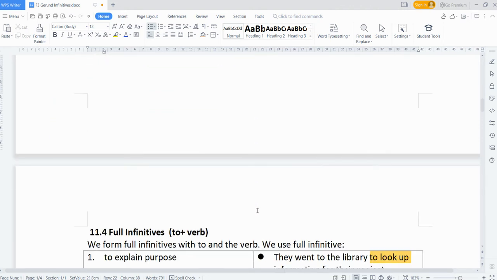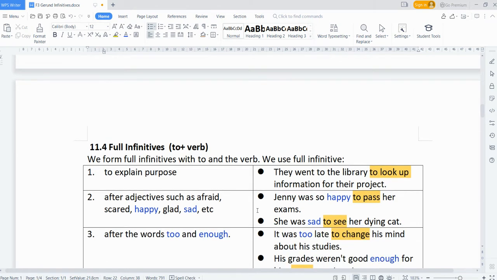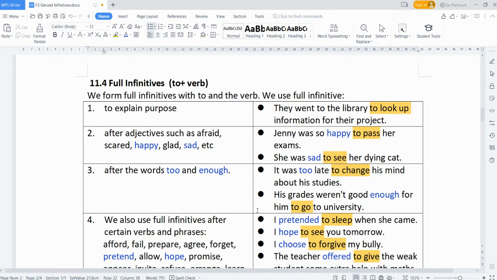Next we look at full infinitives, 11.4. So infinitives ni can be divided into two. We have full infinitives and another one is bare infinitive. So what is a full infinitive? A full infinitive is the verb with the word to in front. Kata kerja tu depan dia ada to. So we form full infinitives with to and the verb. You put to and then you put the verb.